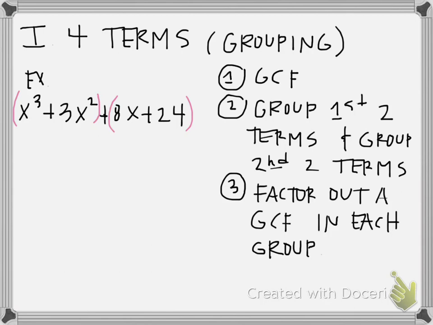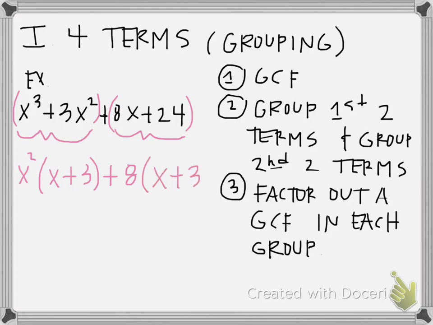Okay, so in this first grouping, what can you factor out? What is the greatest common factor in this first grouping here? Okay, you have an x cubed and you have a 3x squared. So the greatest common factor in this grouping is going to be an x squared. So when you factor that out, you'll be left with x plus 3. Okay, in the second grouping, what can you factor out? What is the greatest common factor there? And that is going to be an 8. So when you factor that out, you're going to be left with x plus 3.